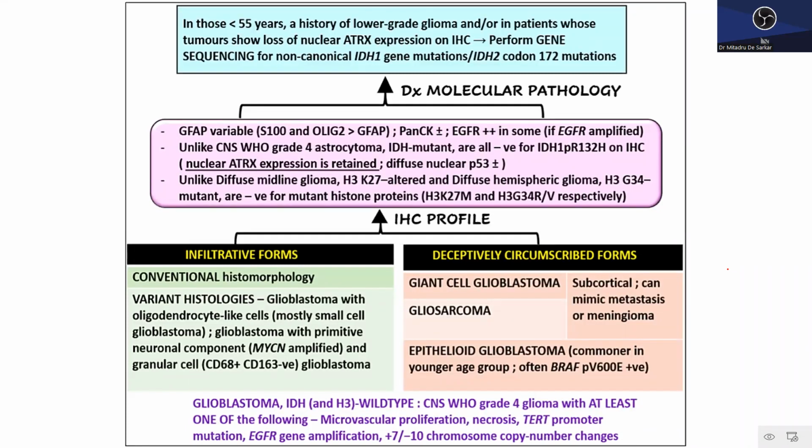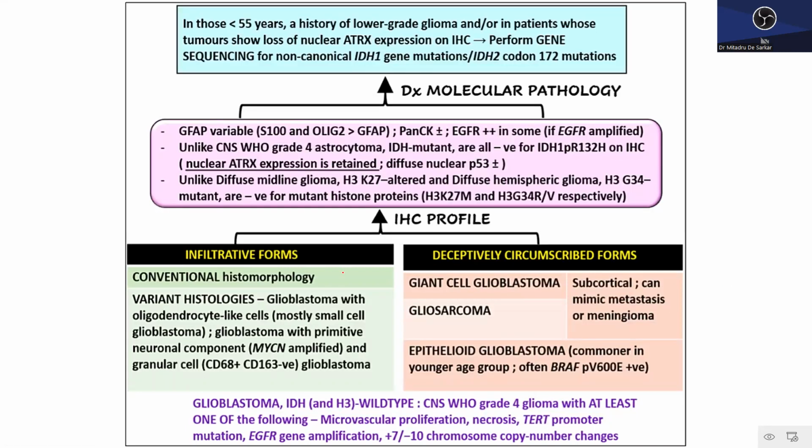They are wild type for both IDH as well as the histone genes, and naturally they are CNS WHO grade 4. They have to have a combination which can include your histological findings of microvascular proliferation and necrosis. But even without that, if you had TERT promoter mutations or EGFR amplifications or gain in chromosome 7 or loss in chromosome 10, you could reach a diagnosis of glioblastoma, IDH wild type, grade 4.